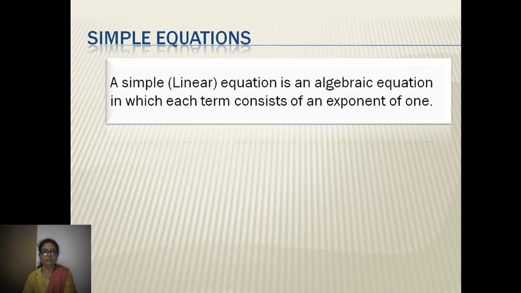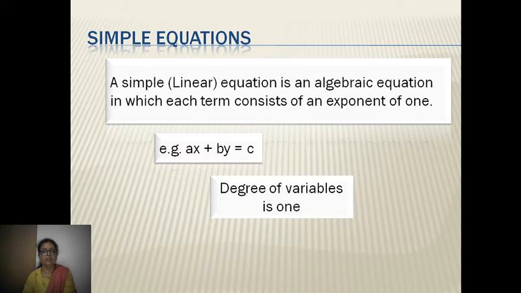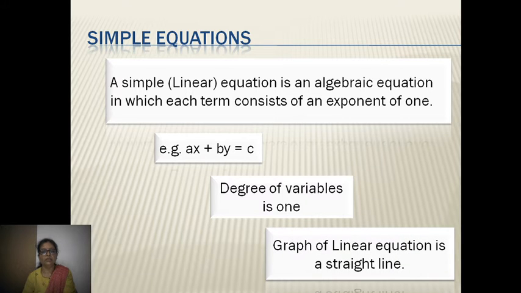Simple equation. A simple equation is an algebraic equation in which each term has an exponent of 1. For example, ax plus by equal to c. The degree of the variable is always 1. The graph of a linear equation is a straight line.